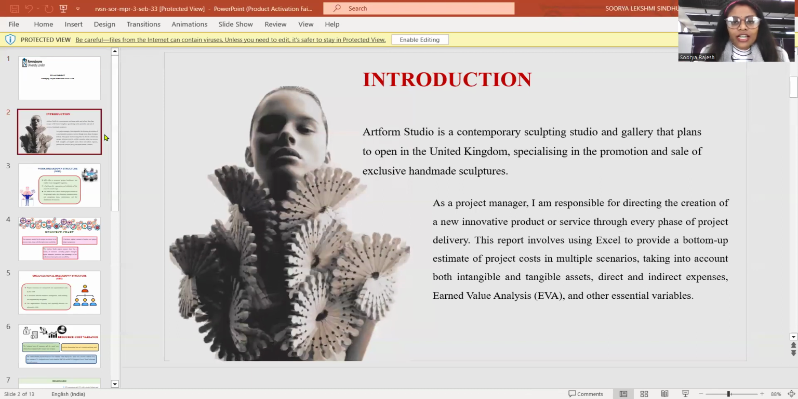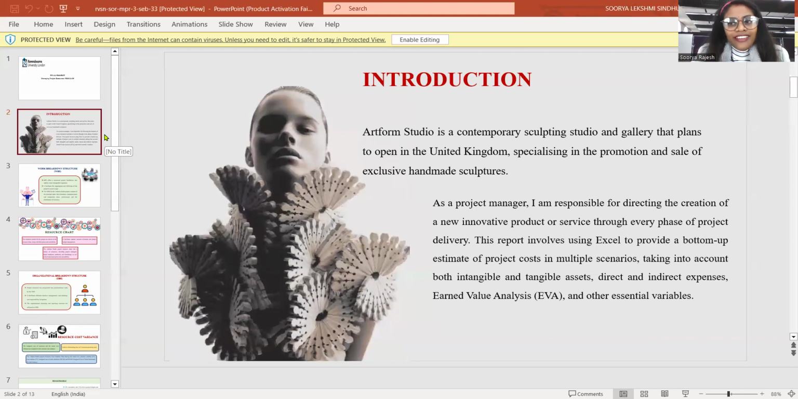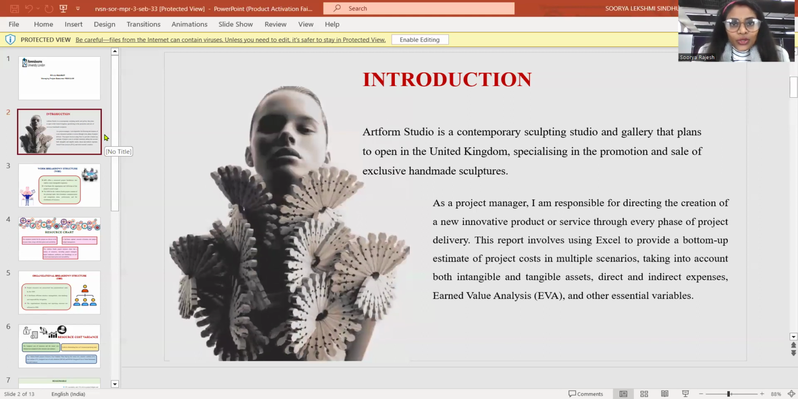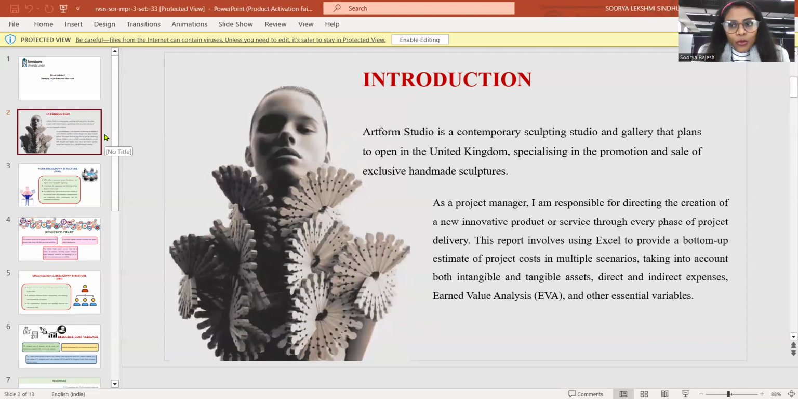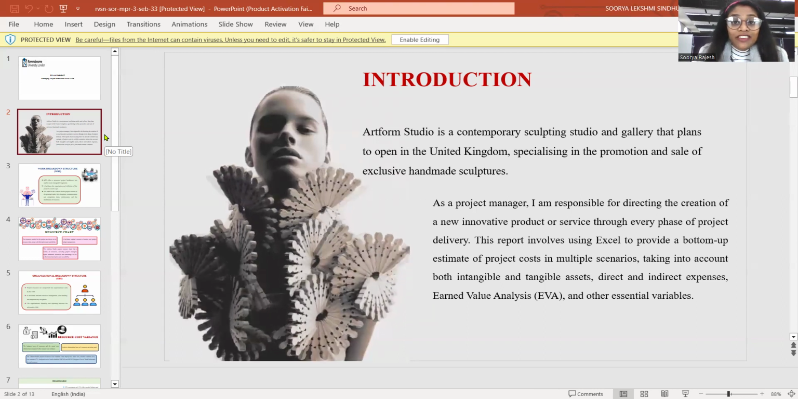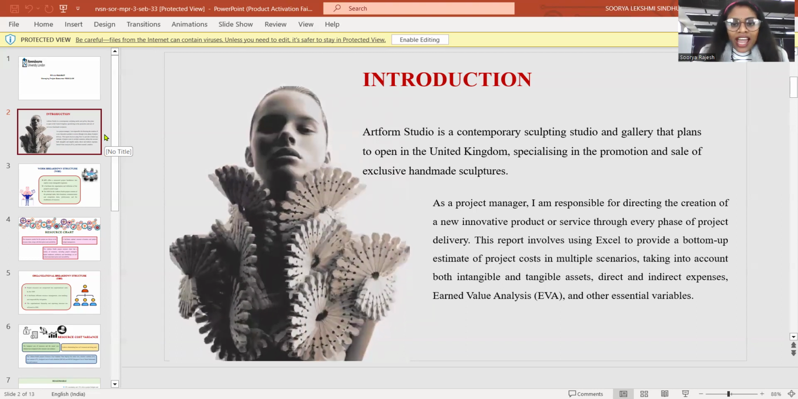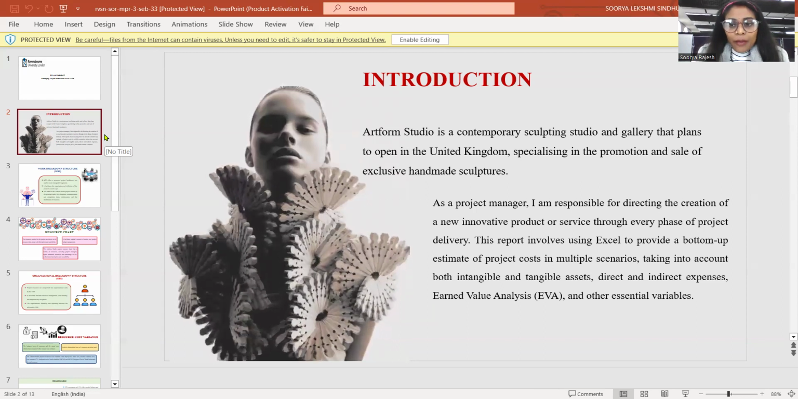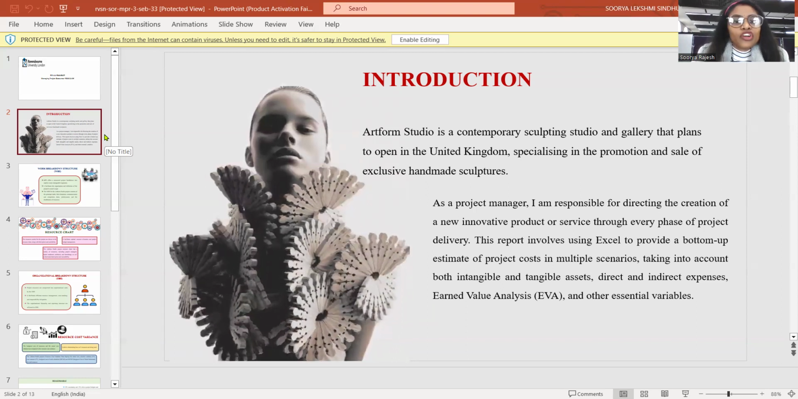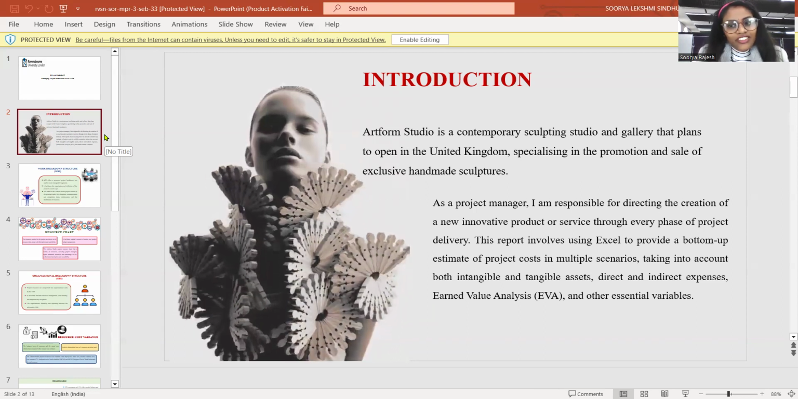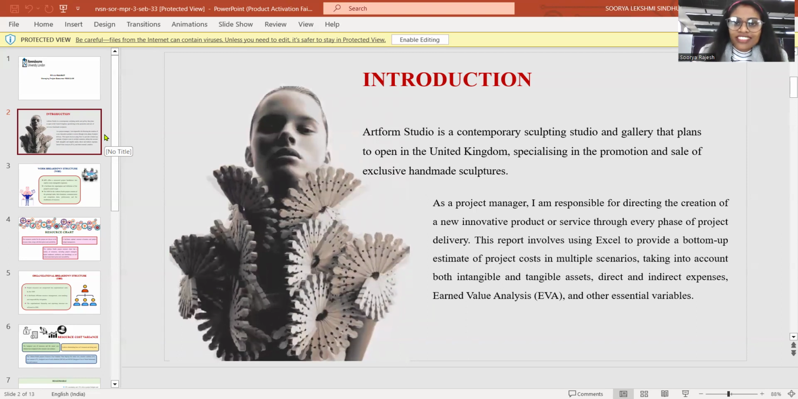This is the introduction. Art Form Studio is a contemporary sculpture studio and gallery, then opened in the United Kingdom, specializing in the promotion and sales of exclusive handmade sculpture. And as a project manager, I am responsible for directing the creation of a new innovative product or service through every phase of project delivery.